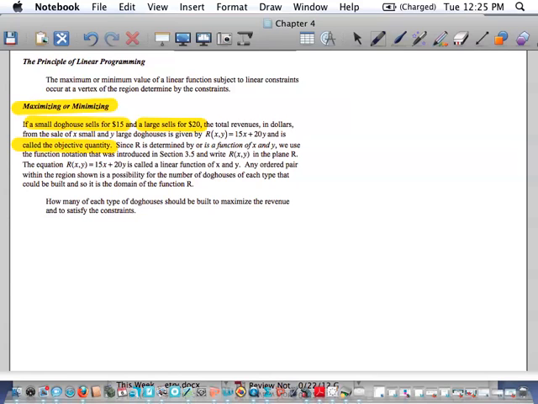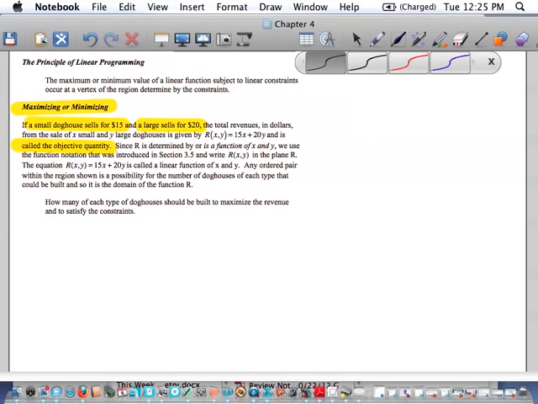Since R is determined by, or is a function of, both x and y, we use the function notation that was introduced in section 3.5, and we write R(x, y). The equation R(x, y) = 15x + 20y is called a linear function of x and y, because the revenue is based on the combination of doghouses that are sold. Any ordered pair within the region shown is a possibility for the number of doghouses of each type that could be built, and so it's in the domain of the function R. So how many of each type of doghouse should be built to maximize the revenue and to satisfy the constraints? Let's take a look.